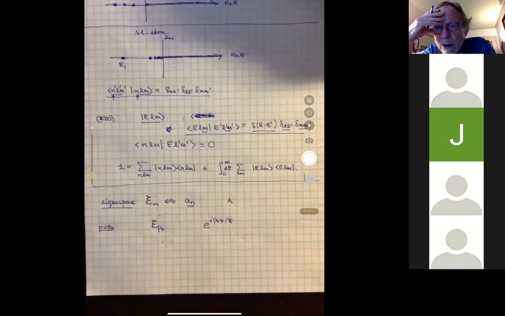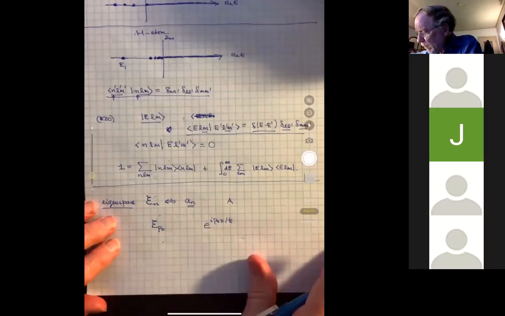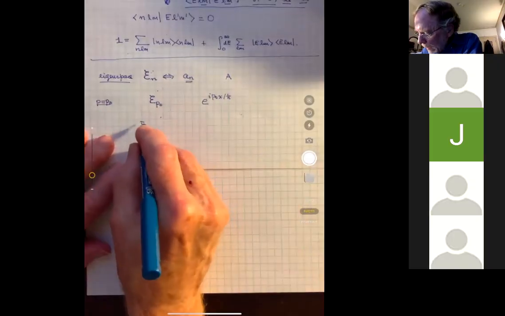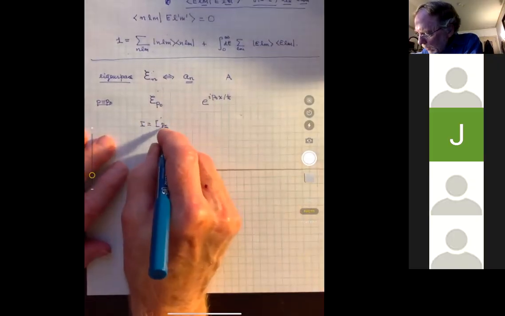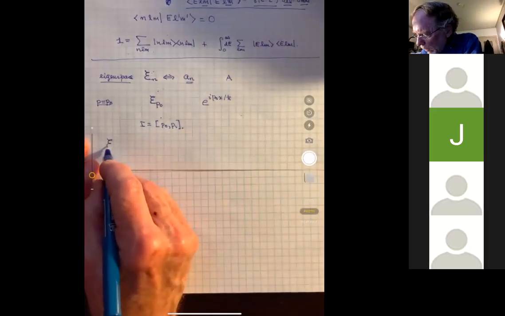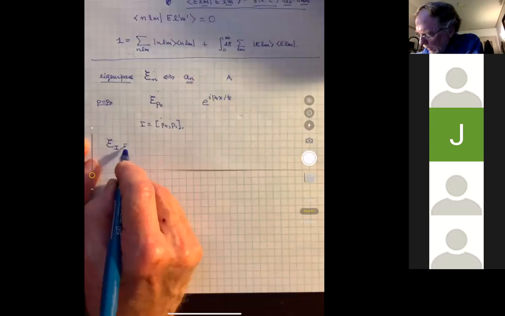The result of this is that in the continuous spectrum, there is no subspace of the Hilbert space corresponding to a single eigenvalue. Instead, what you find is that there are subspaces corresponding to intervals of a continuous eigenvalue. I'll illustrate this for the momentum. Let's suppose I have an interval in the momentum axis. I'll call it I, and it goes from P0 to P1 like this. Then I can define a subspace of the Hilbert space. I'll call it E sub I.